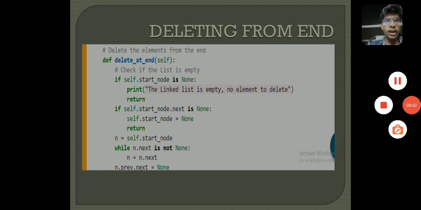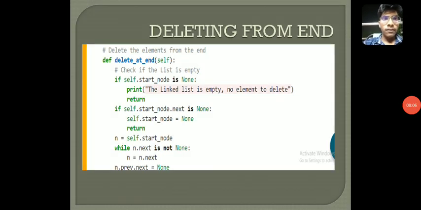Then we have to give a condition, a while loop. While n.next is not None, n = n.next. Then n.previous.next = None. So, this is the Python programming regarding deleting from the end.